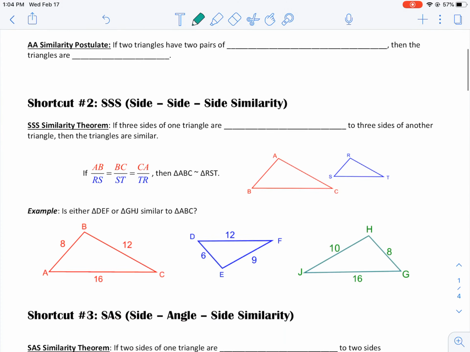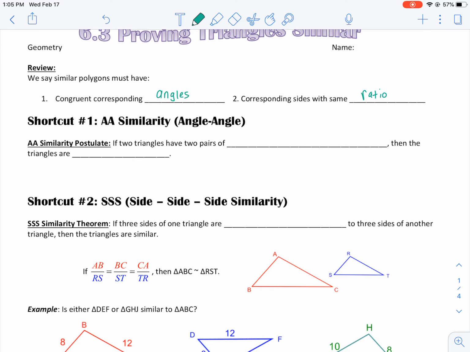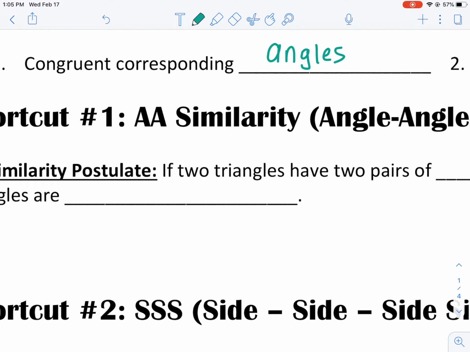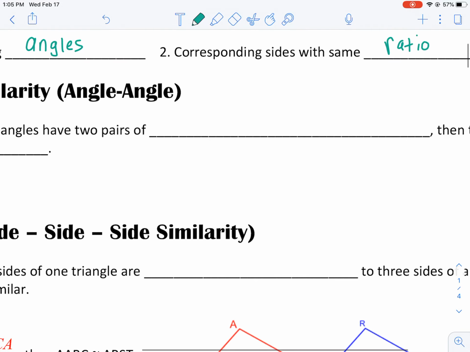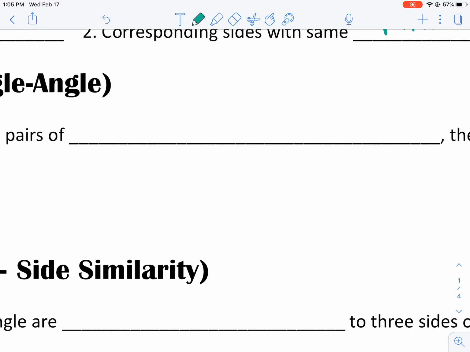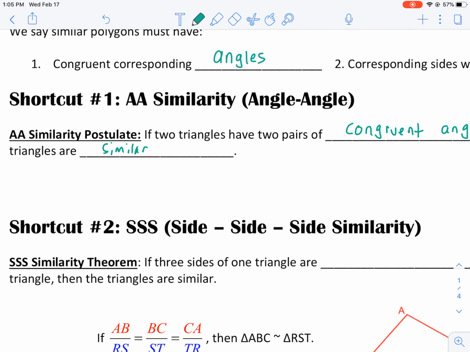So there's actually 3 shortcuts that you can use in order to prove that triangles are similar. The first one is AA, and these are kind of the same as what we did with triangle congruence. AA stands for angle, angle, and what it says is if 2 triangles have 2 pairs of congruent angles, then the triangles are similar. So they only need 2 angles to actually be similar.